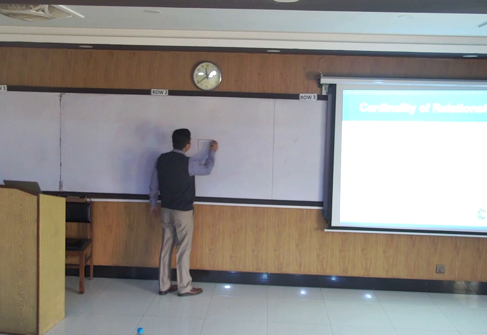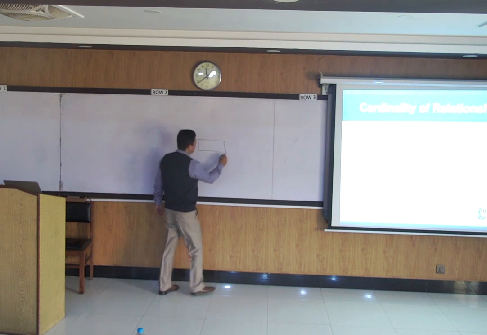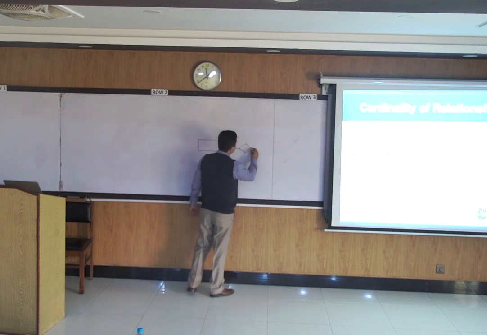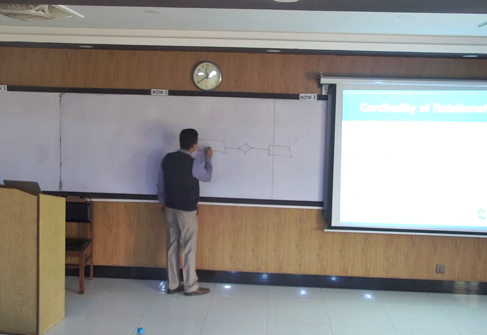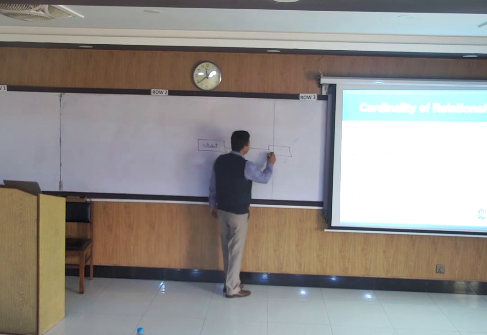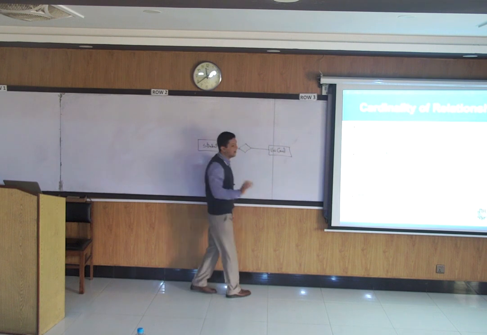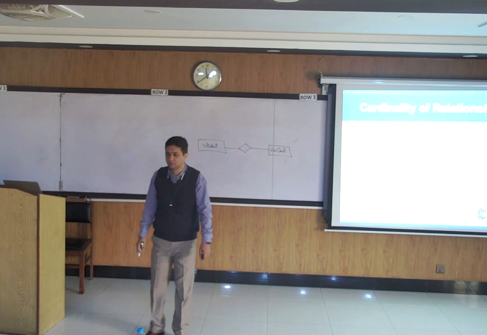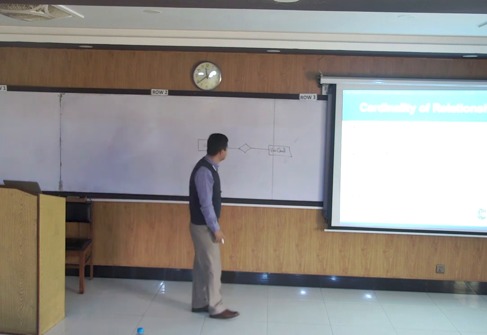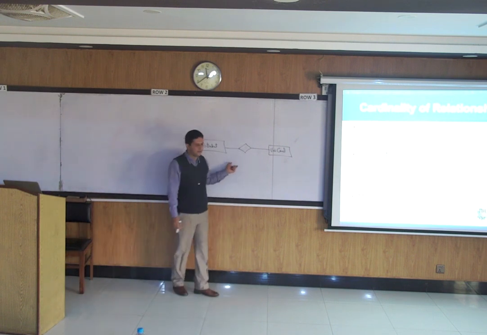So let us take an example of a relationship which is between a student and, for example, university card. Okay, the card, your personal ID card that is issued to you. It's a binary degree relationship.